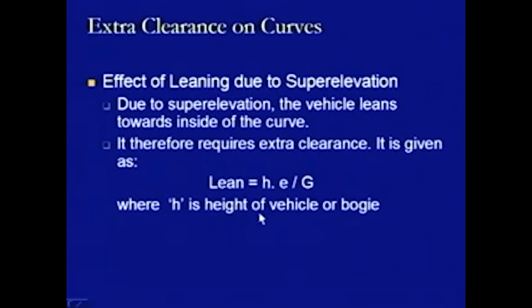So, h is the height of the vehicle or the bogie. Again, this value is a constant value for any vehicle or bogie, and this can be taken directly from the standards of the Indian Railways. So, this is a sort of constant value. E is the value already provided in actual, and G is again a constant value. So, in this formula we have two constant values with one actual value provided based on the equilibrium speed.